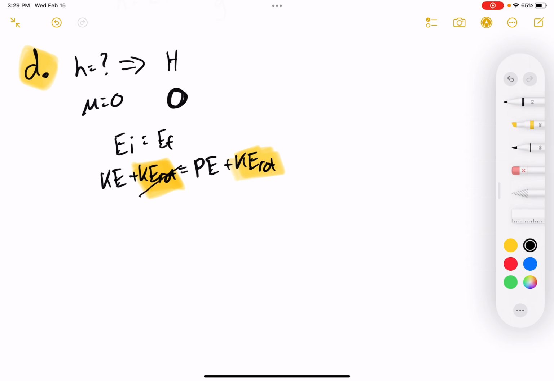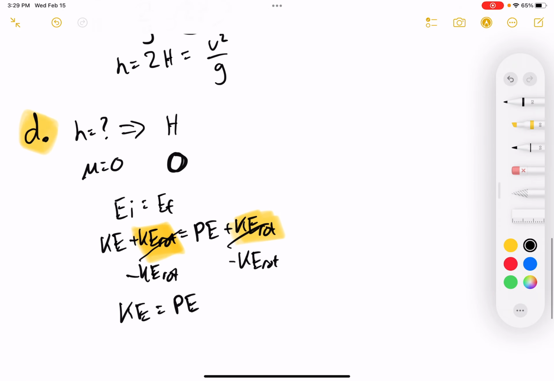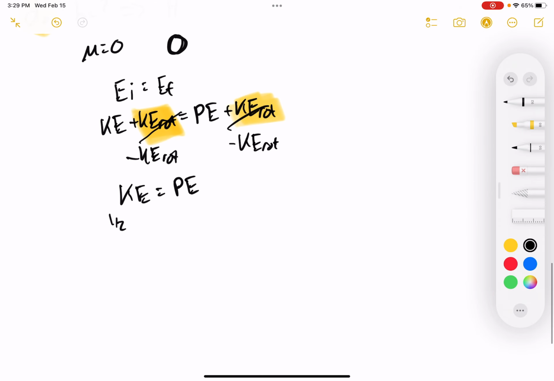So this is just going to cancel out, right? I'm going to subtract KE rot from both sides of the equation, and so now I'm left with just KE equals PE. And this should look really familiar because that is identical to part A. So I just need to plug in again: 1/2 mv squared equals mgh. The m's cancel. I'm solving for h. So I'll have v squared divided by 2g equals h.